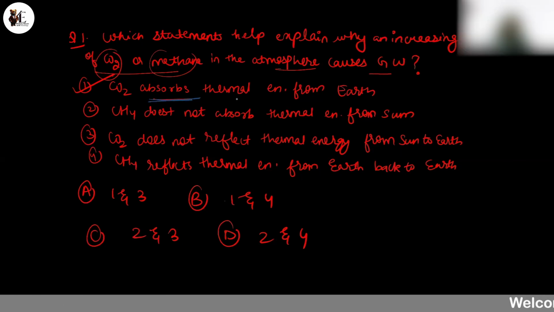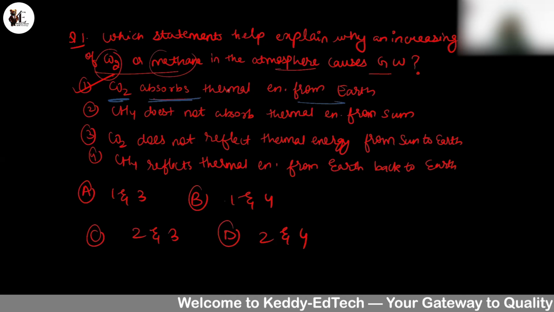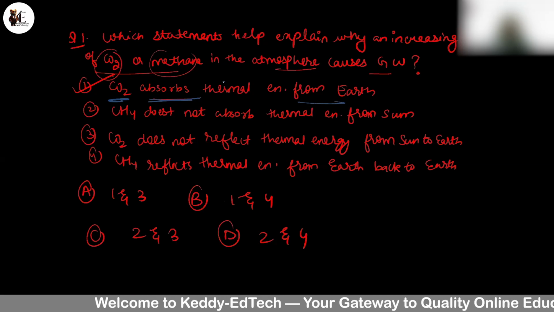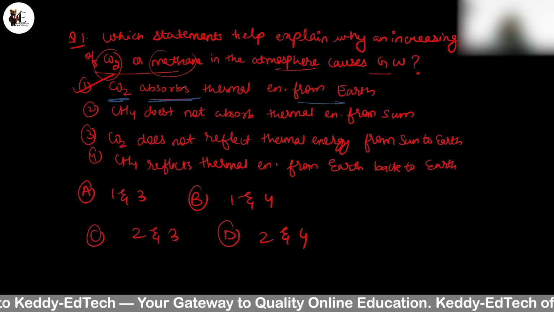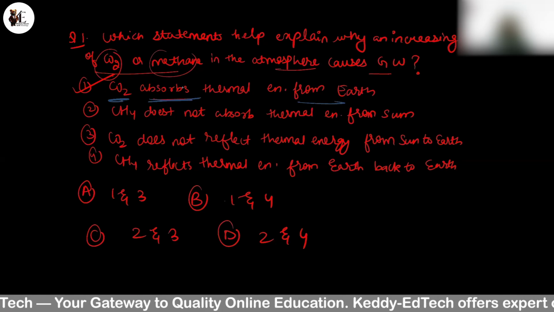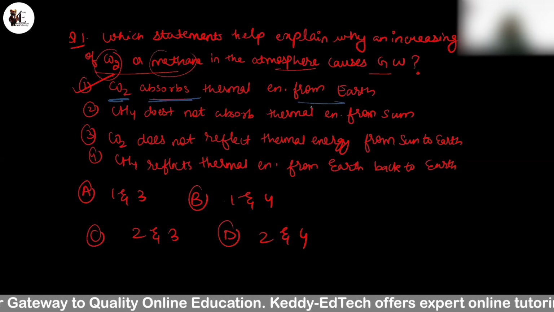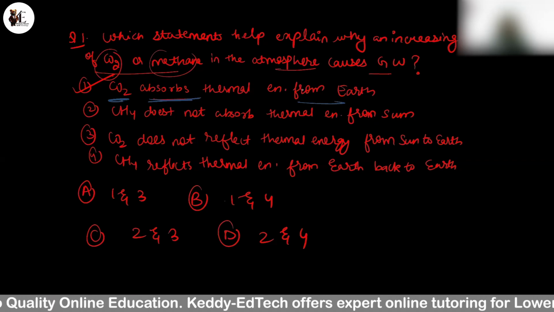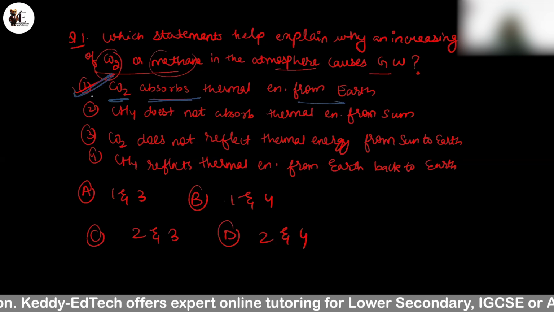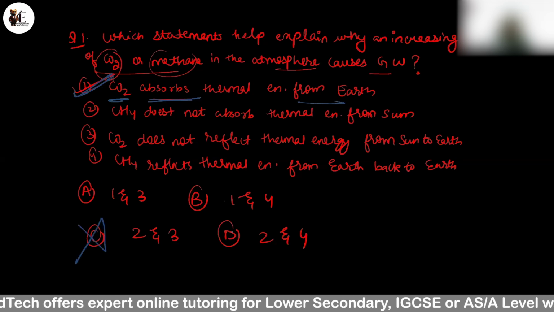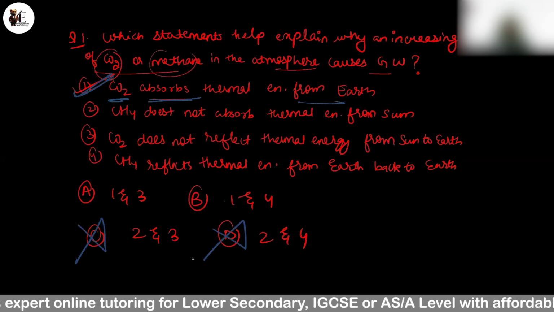Carbon dioxide absorbs thermal energy from earth because it is a greenhouse gas. It absorbs the infrared radiation emitted from the earth's surface, so it prevents it from escaping into space and thus warms the atmosphere. That's why the temperature is rising so much. So the first statement is correct. So options C and D we can discard.